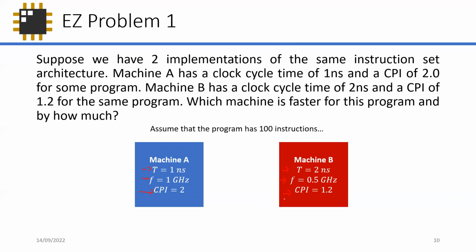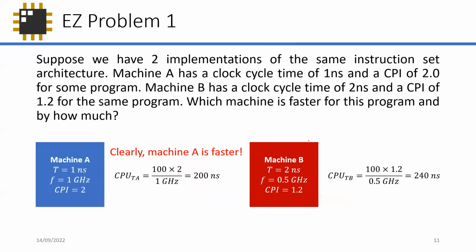So you know this automatically. Also, you know the total number of instructions. Automatically, we just have to compute the CPU time. If you compute the CPU time, it's 100 instructions times 2 cycles per instruction divided by the gigahertz, or equivalently 100 times 2 times 1 nanosecond. That's equivalent to 200 nanoseconds.